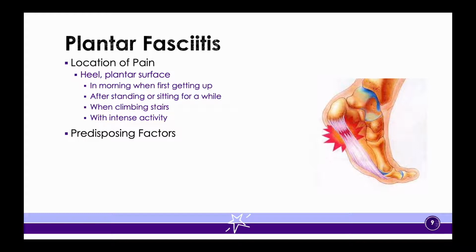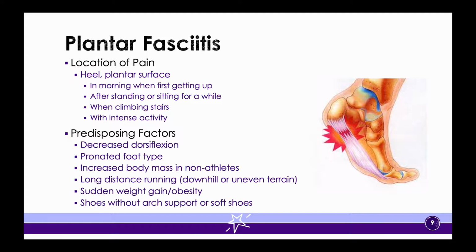As far as what might make somebody more predisposed to contracting plantar fasciitis, having a decrease in their dorsiflexion. So if their foot is constantly kind of plantar flexed, think of things like high-heeled shoes, right? We're often more plantar flexed in those because of the design of the shoe itself, and it doesn't have to have that high of a heel to do that. It's just when you're constantly in that type of position.